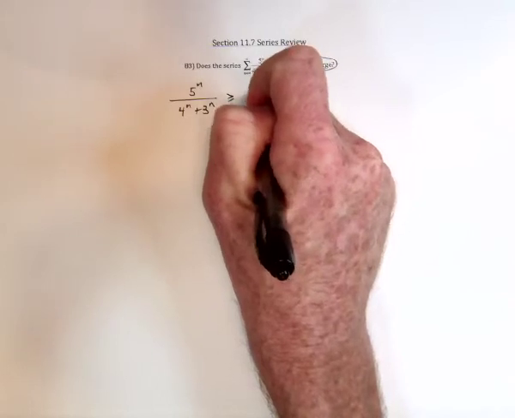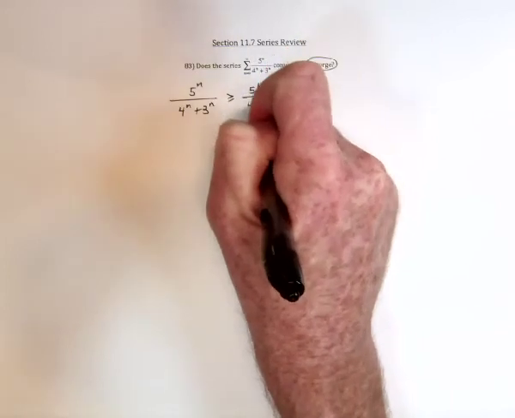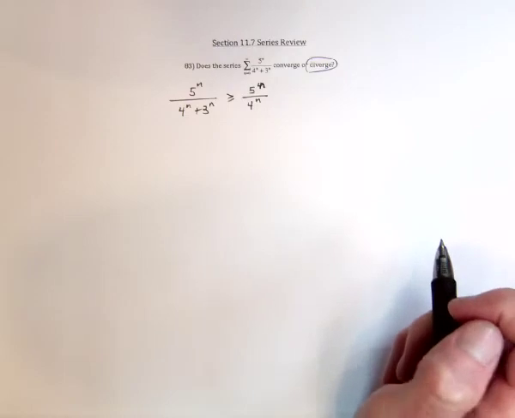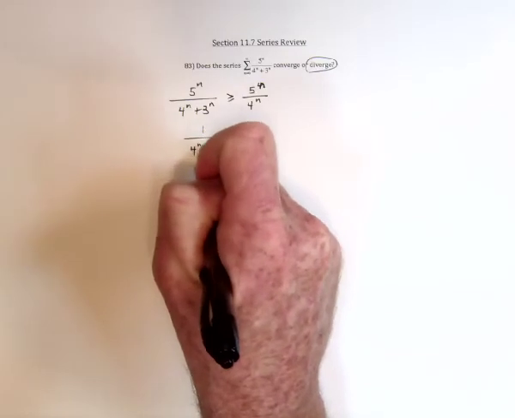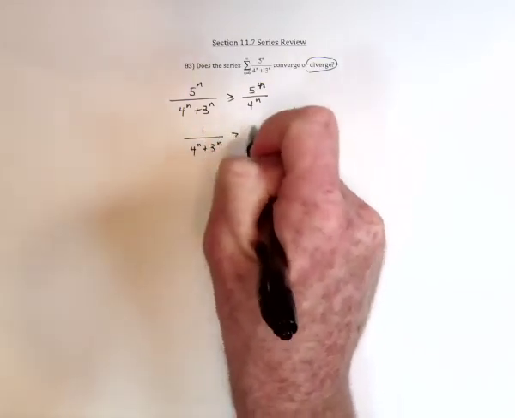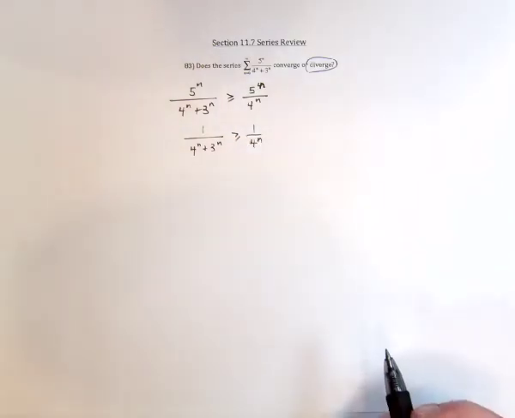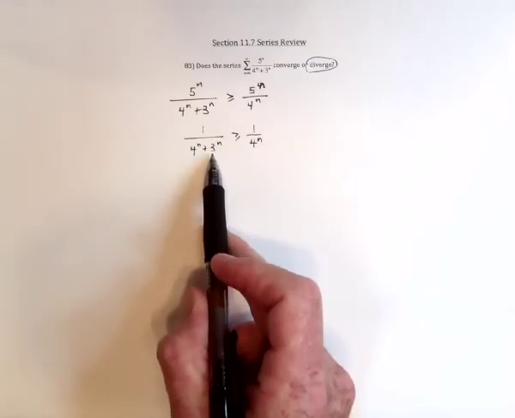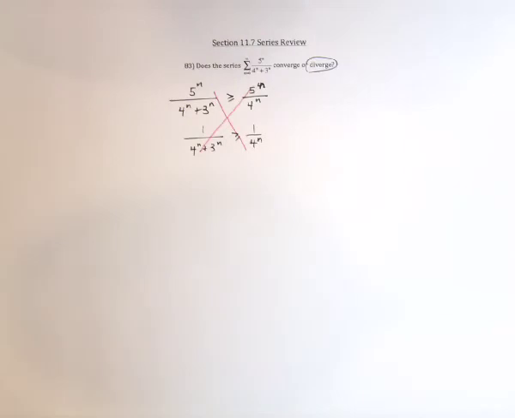How about 5 to the n over 4 to the n? And then the 5 to the n and the 4 to the n would cancel. We would have 1 over 4 to the n plus 3 to the n. Is that bigger than 1 over 4 to the n? Unfortunately, the answer is no, because this has more stuff in the denominator, so you're dividing by bigger numbers. The result is actually smaller. So scratch that idea.